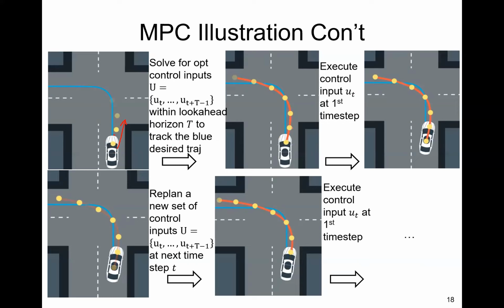Suppose the red line is the computed future trajectory in a look-ahead window, and then you apply the first U_T at the first time step, the current time step. So now your vehicle moves forward based on your control input U_T. It goes a little bit forward to this position now.